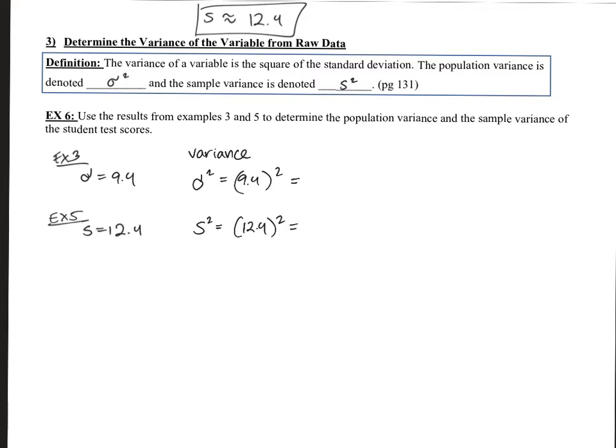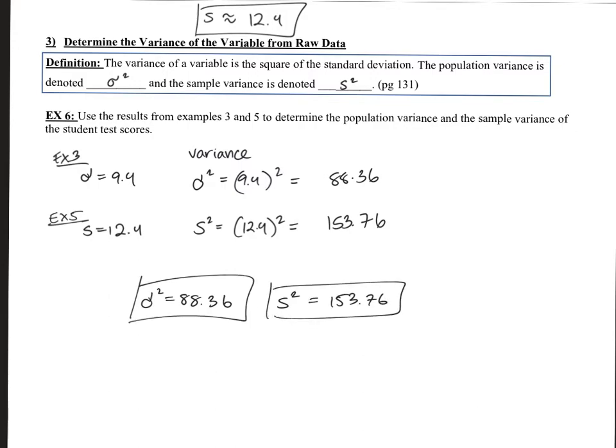So when we calculate these out, let's see. 9.4 times 9.4 is 88.36. And 12.4 times 12.4 is 153.76. All right, so there we have the variance for both the population that we are looking at, and then the variance for the sample of the population that we were looking at. So just squaring them.